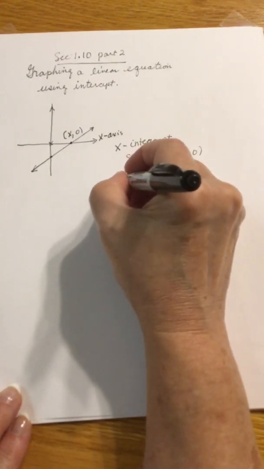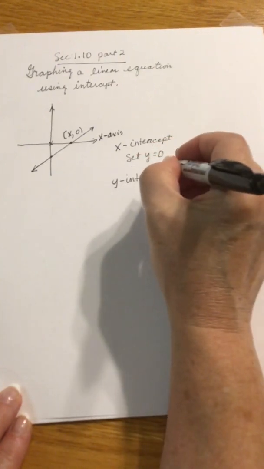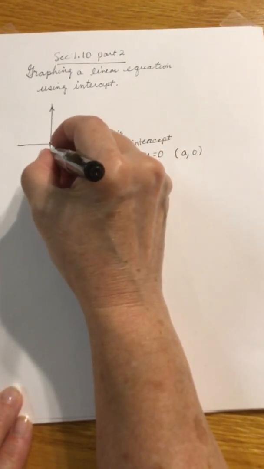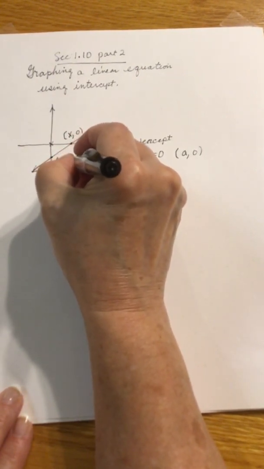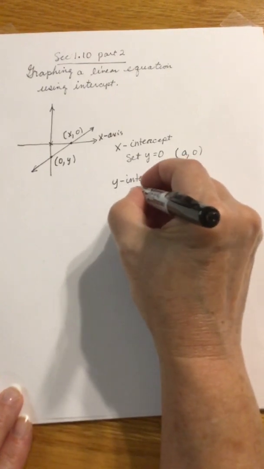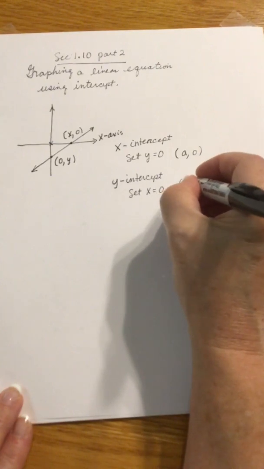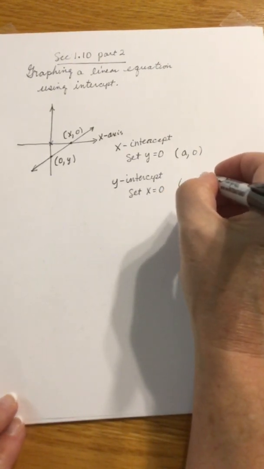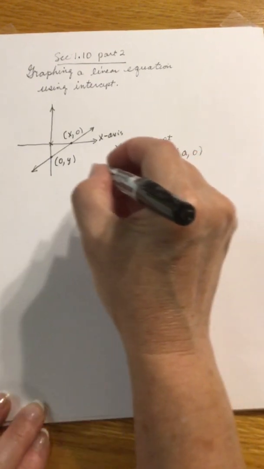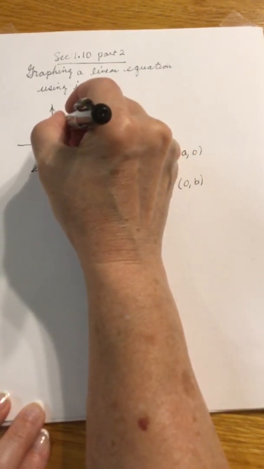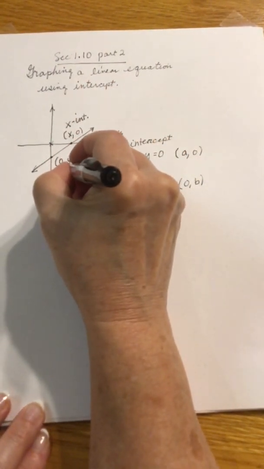Now if I'm looking at the y-intercept, again on the y-intercept we've gone down but we haven't gone left or right. So the x in this case is going to be 0 and there's going to be a y. So we're going to set x equals 0 in this one, and so we're going to have some sort of 0 and some y value. So y equals 0 for x-intercept, x equals 0 for y-intercept. So this would be the x-intercept, and this would be the y-intercept.